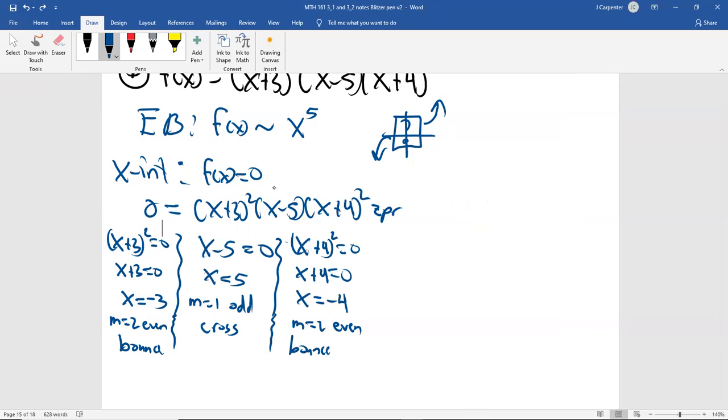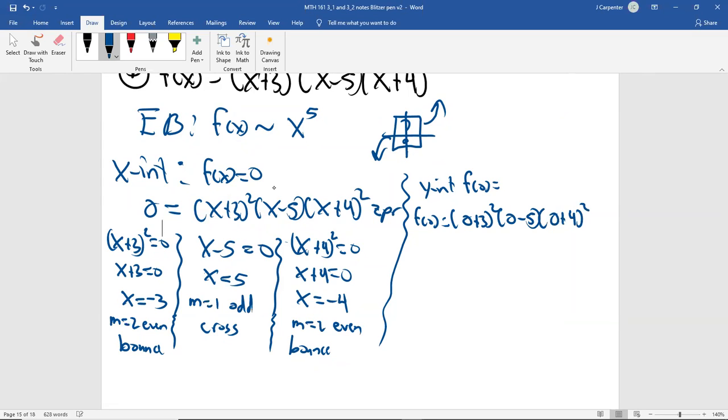All right, so there's our x-intercepts. Let me just squeeze in the y-intercepts over here, or intercept, excuse me. They're always singular for functions. And that's when we're finding f of 0. So f of 0 is going to be (0 plus 3) squared times (0 minus 5) times (0 plus 4) squared. So f of 0 is equal to 3 squared times negative 5 times 4 squared. I didn't need the parentheses for that last one, but that's okay. 3 squared is 9, so that's 9 times negative 5 times 4 squared, which is 16.